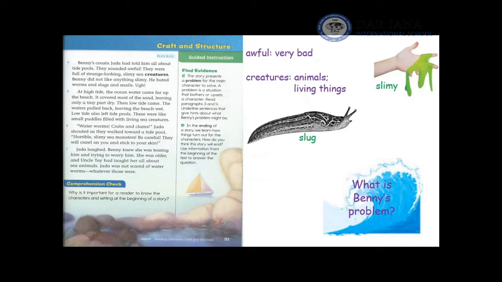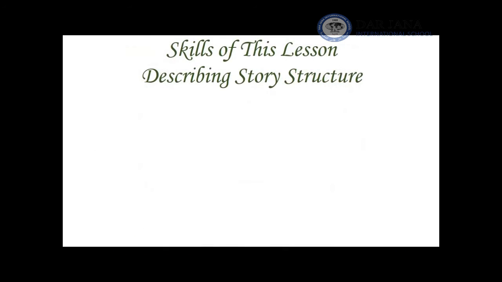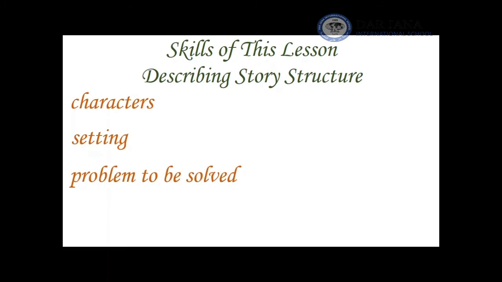And here we have a question. What is Benny's problem? We remember his problem, that he wasn't in the mood for the pools or tide pools. He was not sure he liked tide pools at all. Benny did not like anything slimy. He hated worms and slugs and snails. So this is the main problem for our character Benny. So we met the characters, the setting, the problem to be solved, and we know the plot.